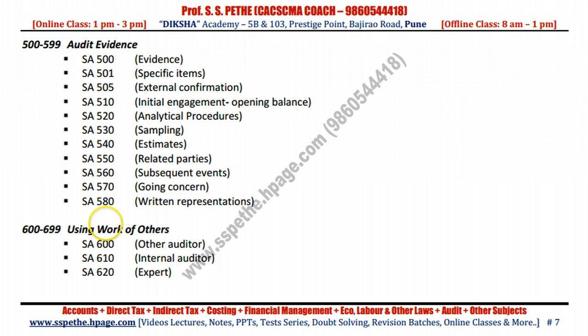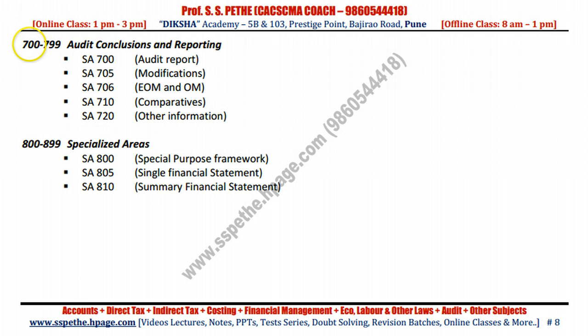After that, 600 to 699 using the work of others, further classified as 600 other auditor, 610 internal auditor, and 620 relates to expert. 700 to 799 relates to audit conclusions and reporting. The subclassification of this: 700 relates to audit report, 705 modification, 706 EOM and OM, 710 comparatives, 720 other information.